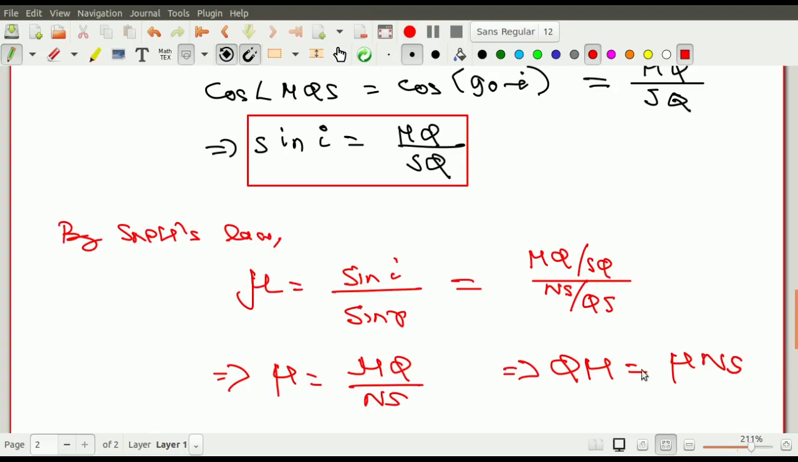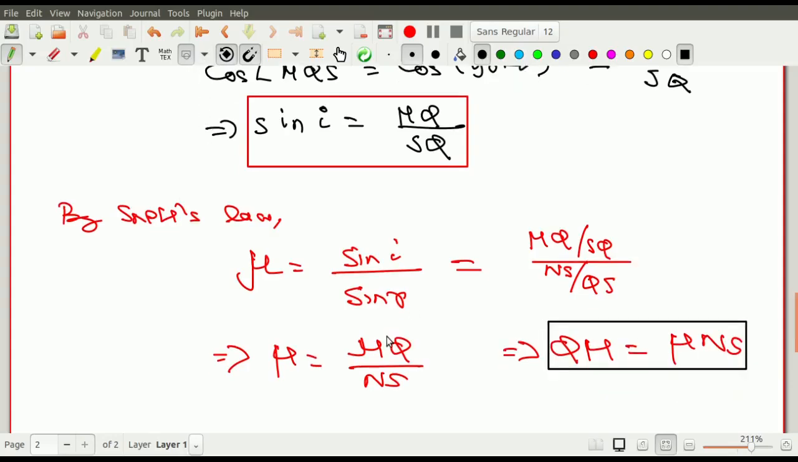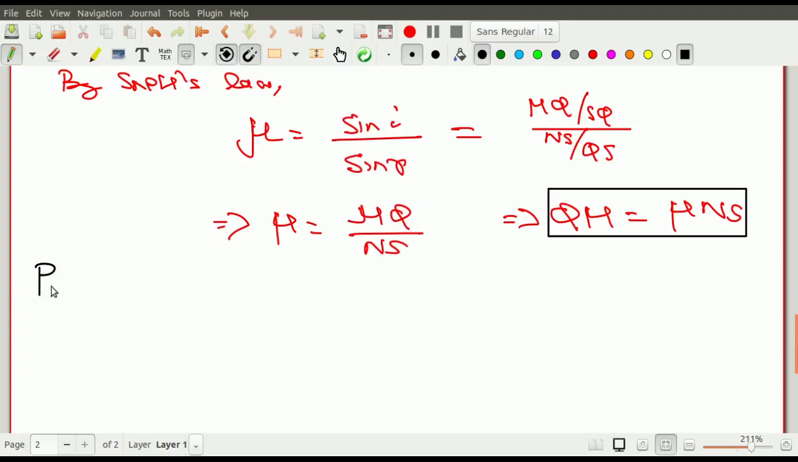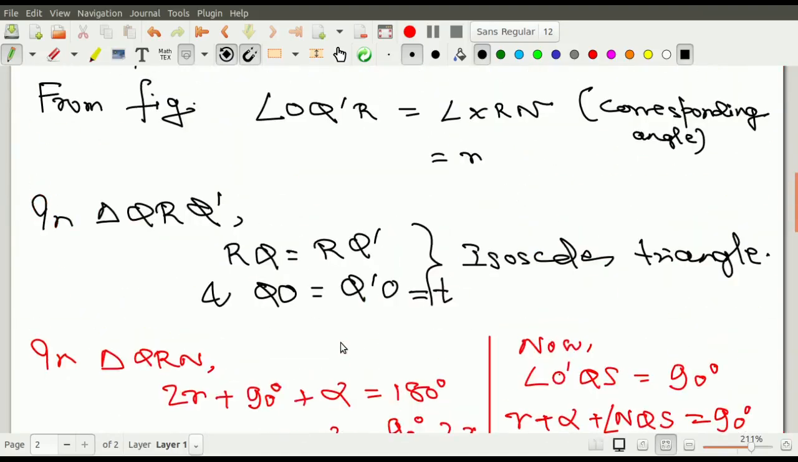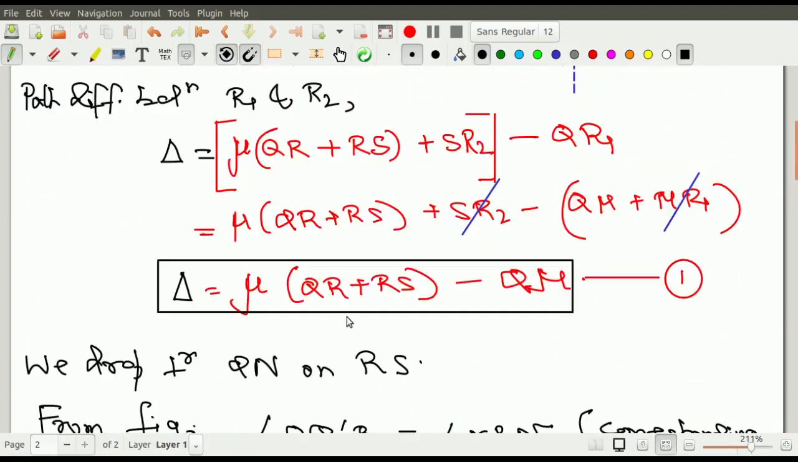Put this result in equation number 1. So this result that we got, QM equals to mu NS, put it in equation number 1. So putting in 1, what will happen?